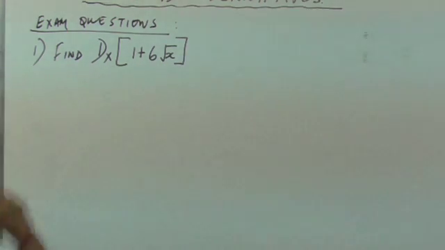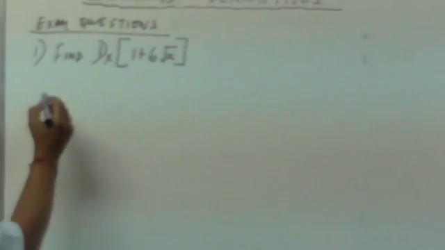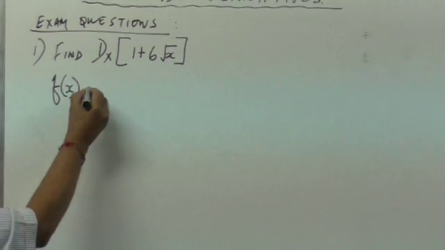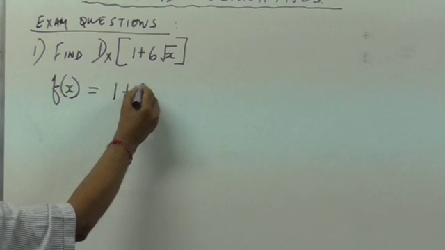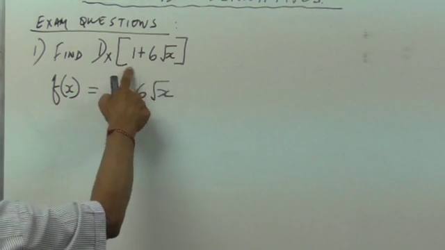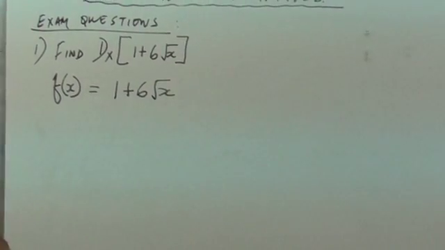Alright, here are the solutions. That was number 1. So, let's write it like this: f of x is equal to 1 plus 6 root x. That's what you have. This is the main part of the question, so you can write it down like that.